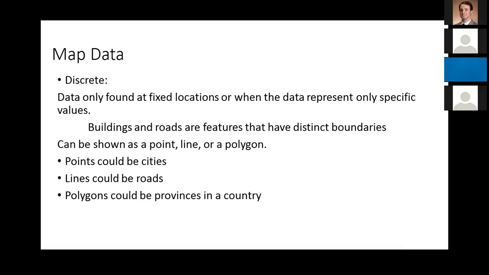And so then we can think a little bit about map data. There are two categories for that, with there being discrete. So this is data at fixed locations: buildings, roads, trees, things like that, right? These are things that are locked in a spatial location. And this is typically going to be depicted with the vector file format, right? So points, lines, polygons, things like that.